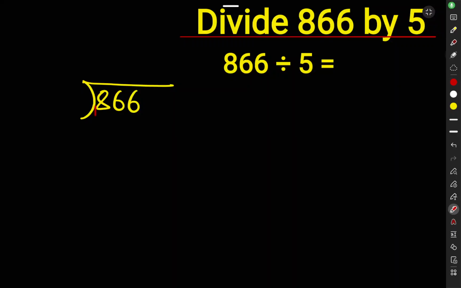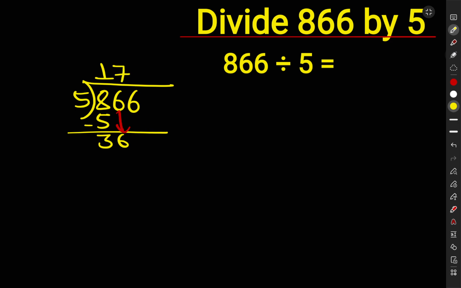We divide 866 by 5 in long division method. 5 times 1 is 5. On subtracting we get 3. So now we put down this 6 and it is 36.